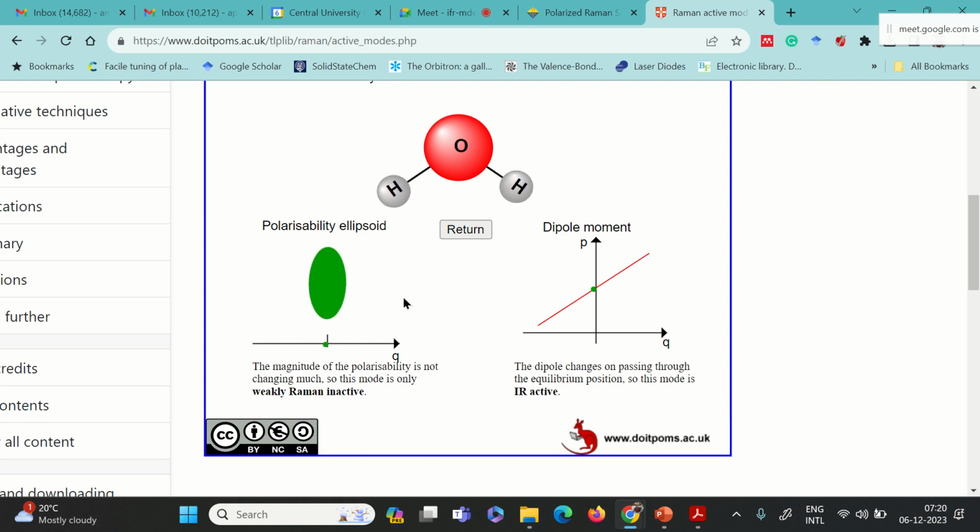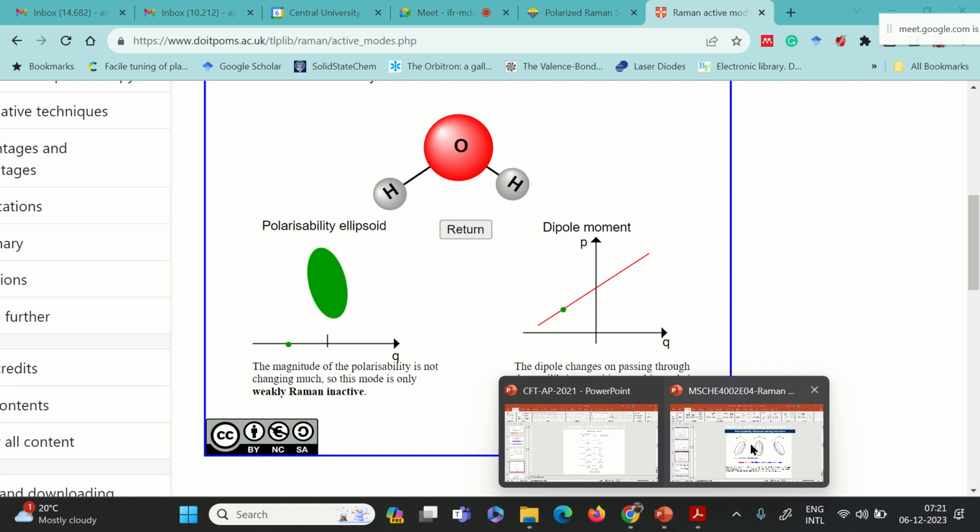So this is your visualization of what happens in case of water. Similarly, we can go back to the next part.